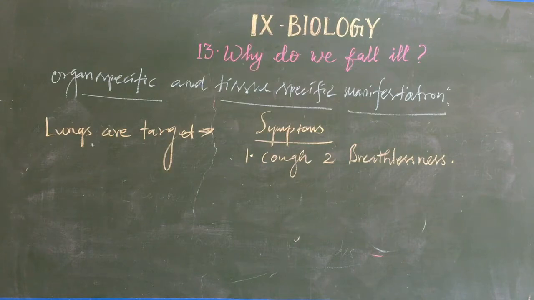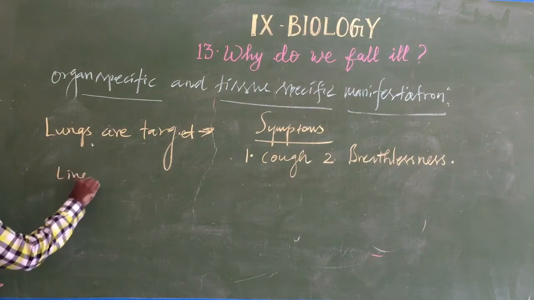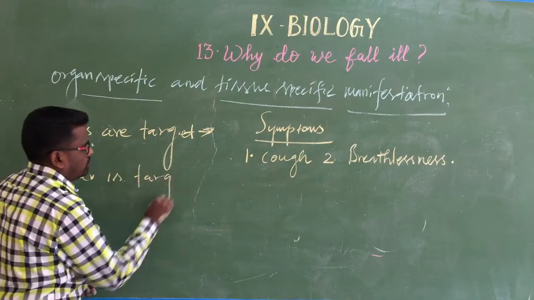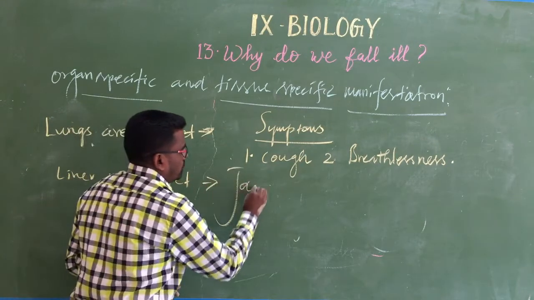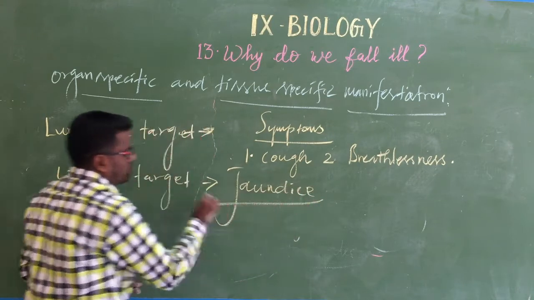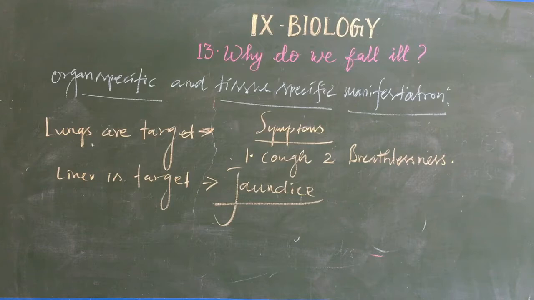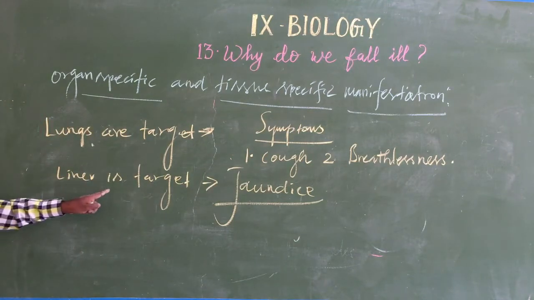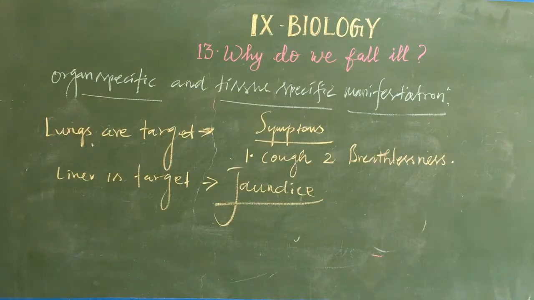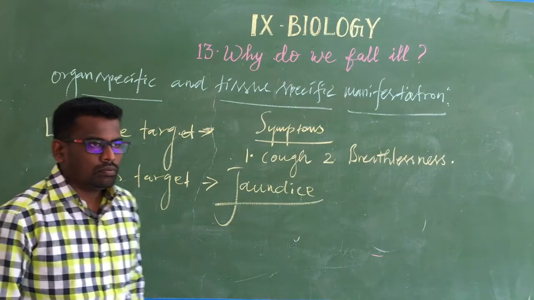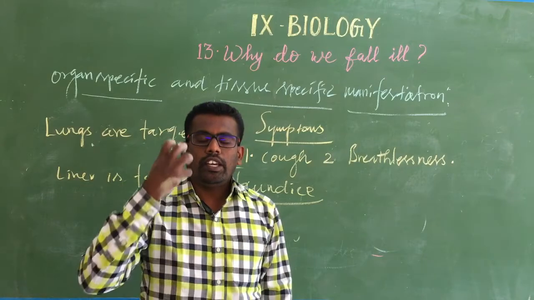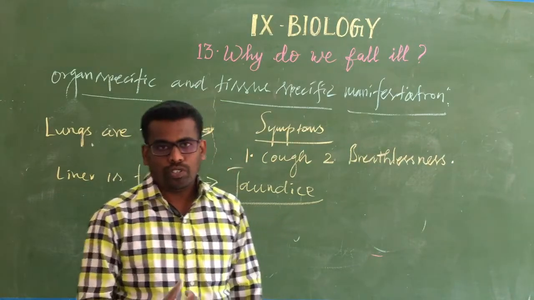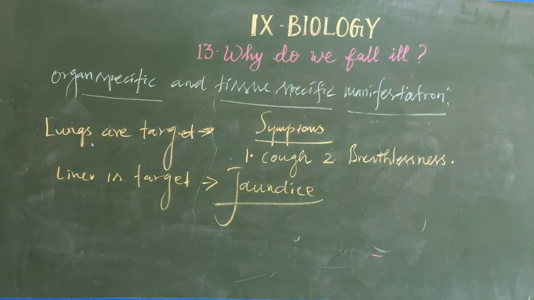Or else the liver is targeted. If the liver is targeted, it causes jaundice. We are calling it manjal kamalai, that is. So if the lungs are targeted, it shows some symptoms. If the liver is targeted, it causes jaundice. What are the symptoms of jaundice? The eye color will turn yellowish. Fever will be there. Some other severe effects it shows.